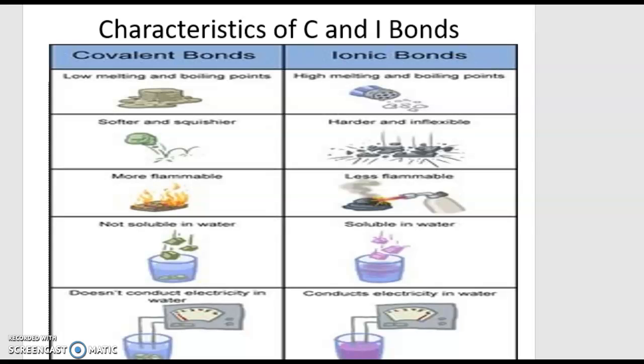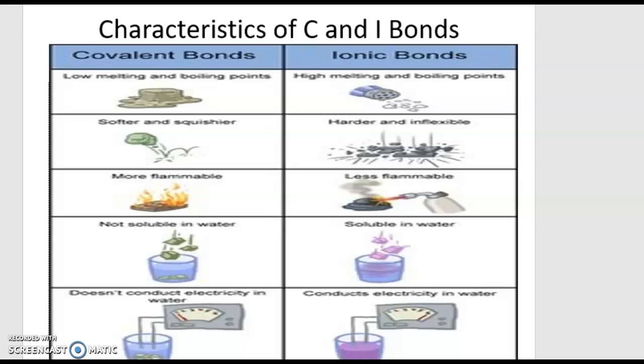So when you look at covalent bonds, because they are gases, they have the characteristics of gases. So they have very low melting and boiling points. They're softer and squishier. Gases are always more flammable than your solids. Not soluble in water, which means that they don't dissolve in water. And you know that's true. I mean, if you've got a soda, it's got gas in it, bubbles, and you know it doesn't dissolve well. And gases do not conduct electricity very well.